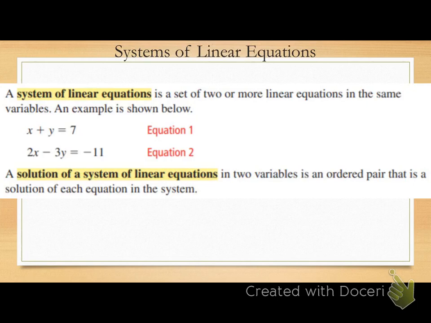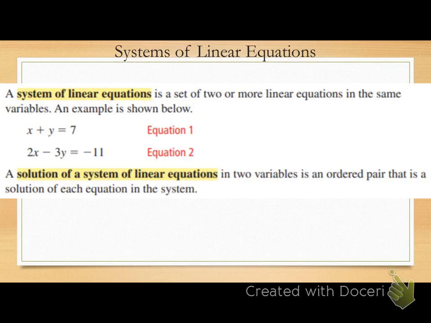A solution of a system of linear equations in two variables is an ordered pair that is a solution of each equation in the system. So let's think back to chapter 3, I believe, when we graphed a little bit. If I had an ordered pair and I plugged it into my equation and it gave me a true statement, it was a solution to that equation. Right? Plug in the x value for x, the y value in for y. If it gives me a true statement, it's a solution to that equation. Do you guys remember that? Somewhat, at least, hopefully.